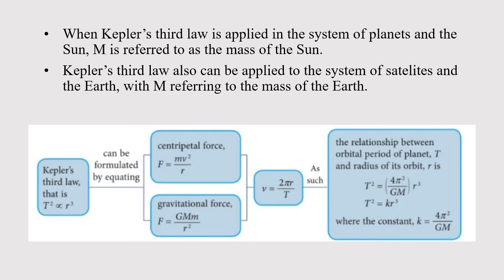Kepler's third law, that is the formula. It can be formulated by equating centripetal force F equal to mv squared over r, and also gravitational force F equal to GMm over r squared. And these two forces will be equated with v equal to 2 pi r over T. As such, the relationship between orbital period of planet T and radius of its orbit r is T squared equal to k r cubed, where the constant k equal to 4 pi squared over GM.